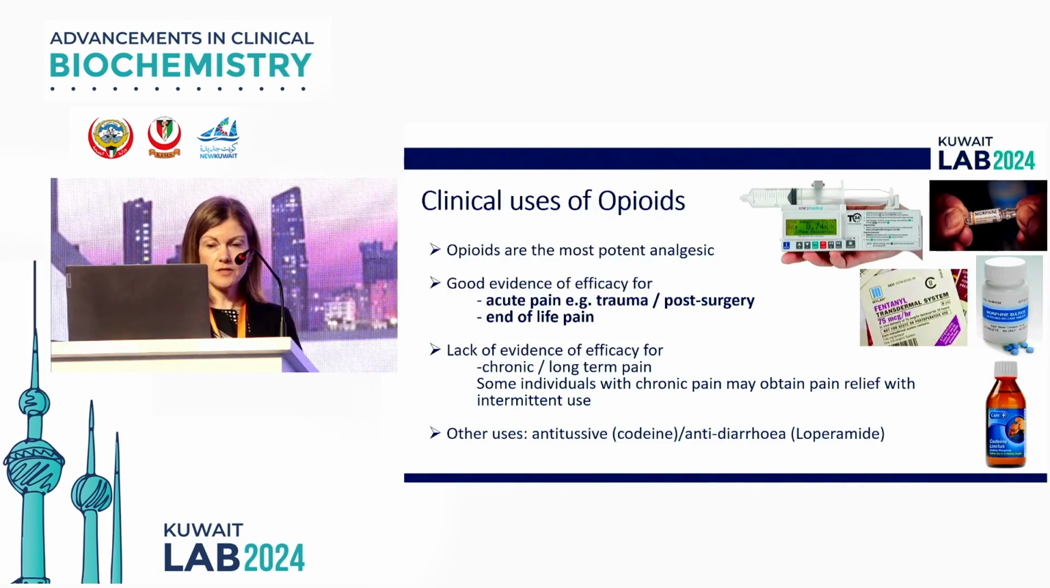Other uses are antitussive. You can buy codeine linctus over the counter in the UK as cough medicine. You can also buy loperamide as an anti-diarrheal treatment. And there's lots of different ways of taking morphine. You can have a syringe for morphine on demand in certain clinical situations. There are transdermal patches for opiates. There are obviously oral tablets, and there are linctus. And there are single doses or multiple dose slow release applications.